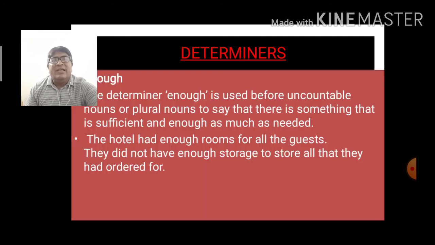Some more, even here enough. This determiner is used before uncountable nouns or plural nouns to say that there is something that is sufficient and enough as much as needed. For example, the hotel had enough rooms for all the guests. I have enough height to reach the ceiling. They did not have enough storage to store all that they had ordered.